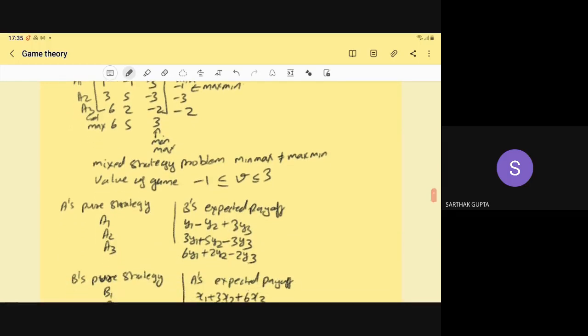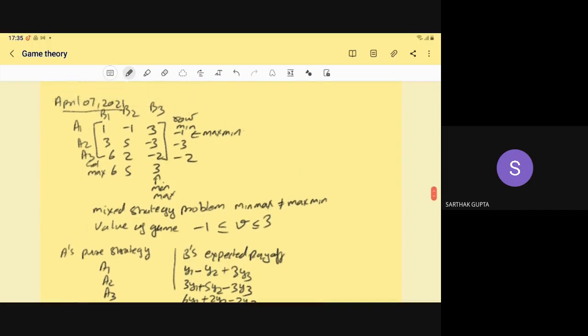Then let's say x1, x2, x3 and y1, y2, y3 are the associated probabilities corresponding to pure strategies A1, A2, A3 and B1, B2, B3 respectively, such that x1 plus x2 plus x3 is equal to 1, and y1 plus y2 plus y3 is equal to 1. That you always have to write, right? You always have to write about the xi and yj.